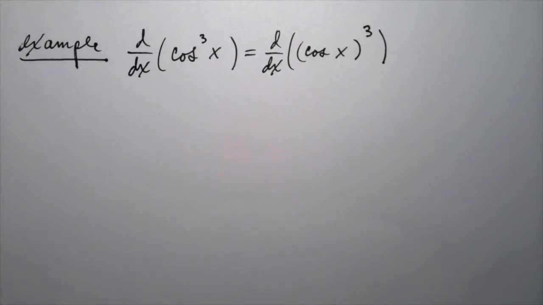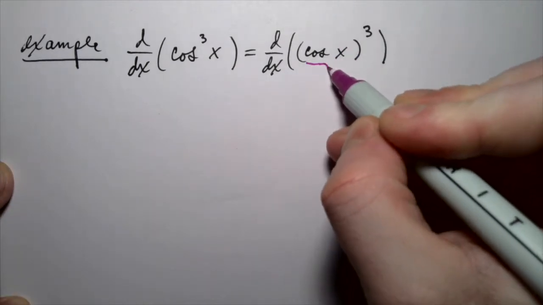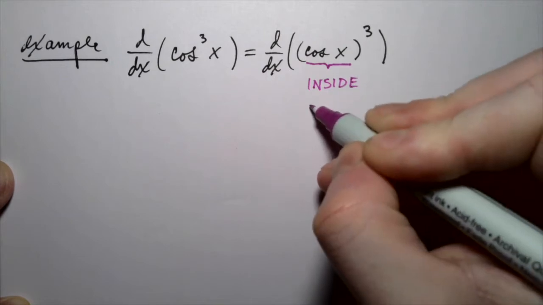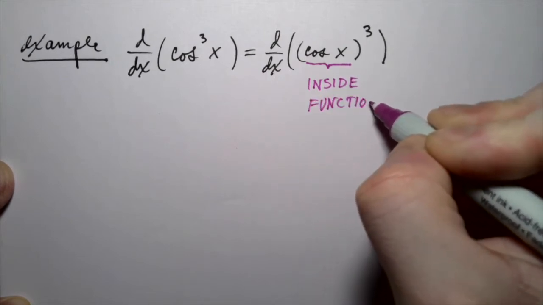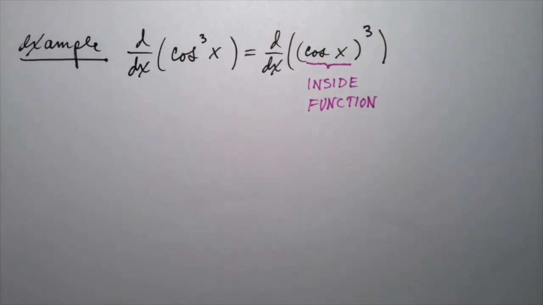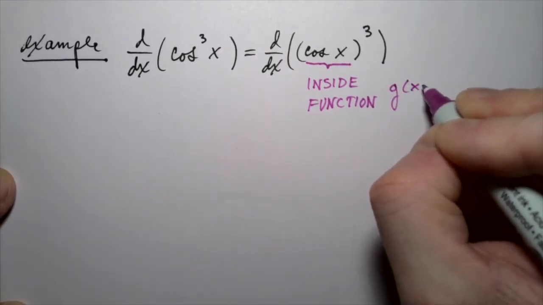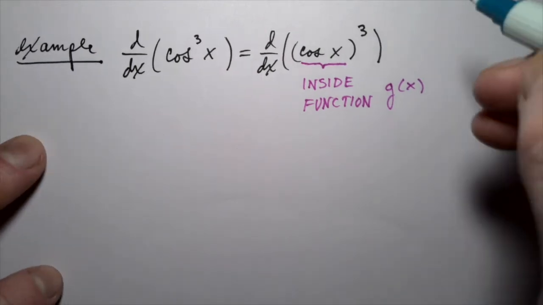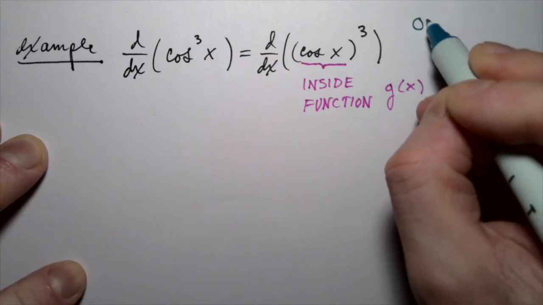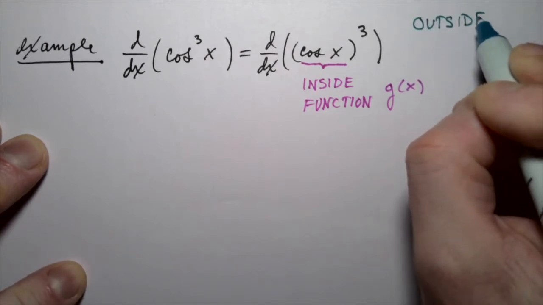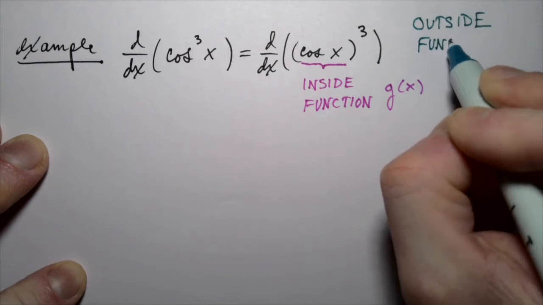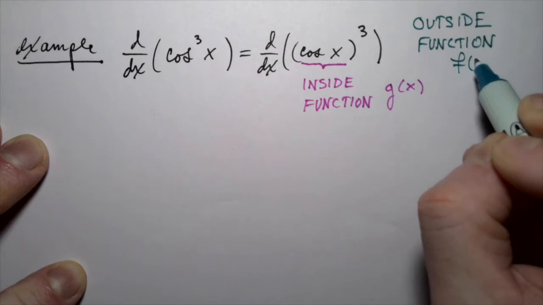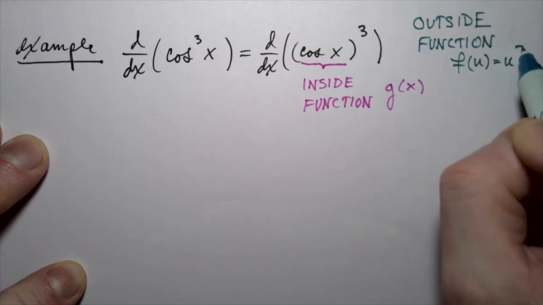And once we write it that way, it's now clear how it's a composition. It's now clear what's the inside function and what's the outside function. Cosine of x, that's the inside function. That's the first thing that happens to x. That'll be our g of x. And then the second thing that happens is the cubing. So in this case, the outside function is just going to be the cubing function. If we use the f of u notation, it would just be u cubed, like so.